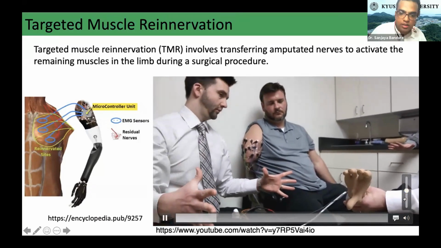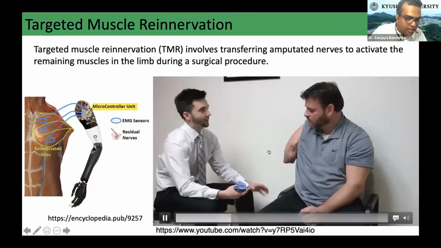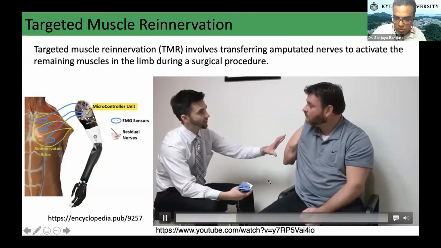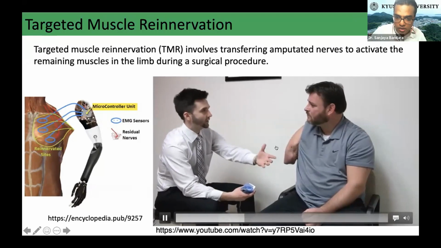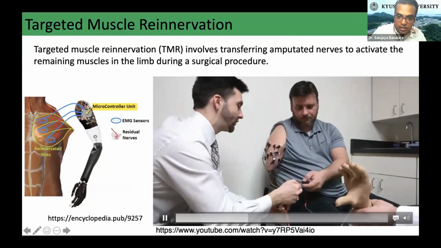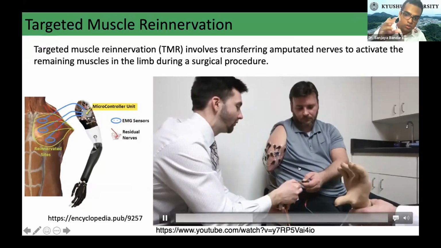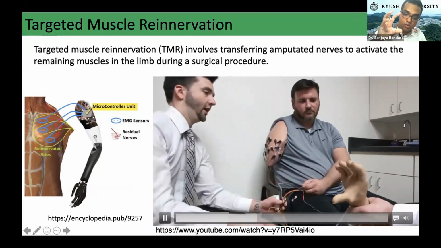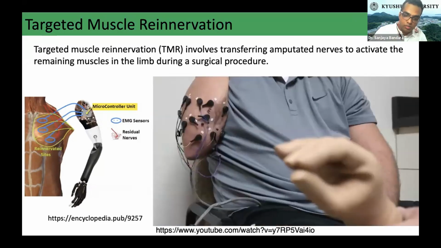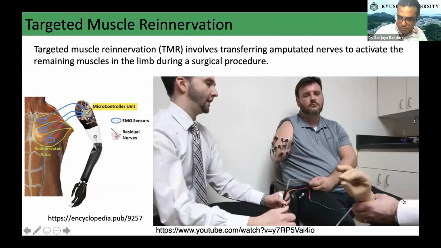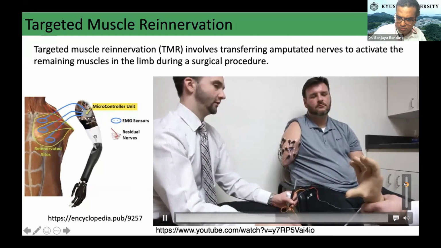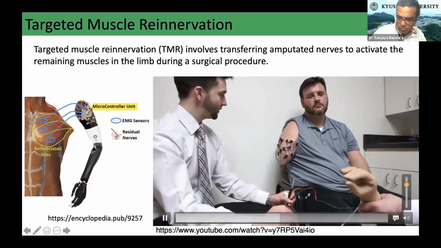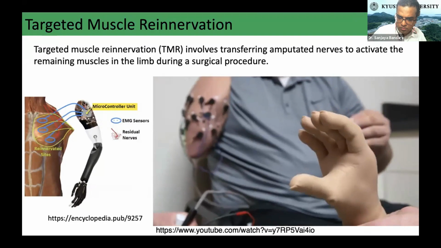So now you can see in this person, if he is transhumeral, the median and distal radial nerves, which run through the upper limb to the forearm, have been reinnervated around here, and then it has been used to control the open and close of this prosthetic hand. Close, relax, open, relax, close.